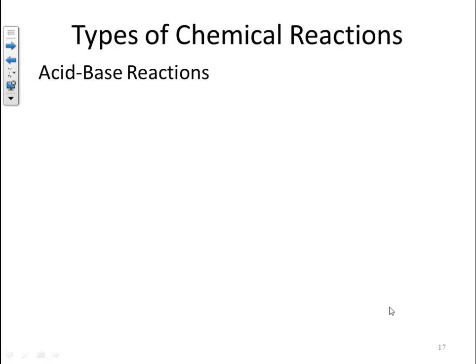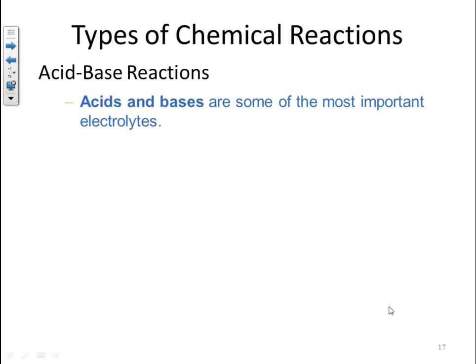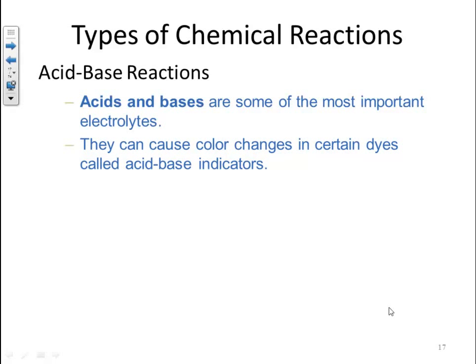Let's talk about acid-base reactions. Acids and bases are some of the most important electrolytes. You deal with these on a daily basis. They can cause color changes in certain dyes called acid-base indicators, so we take advantage of this sometimes with some weak species to determine the equivalence point or pH of a solution.